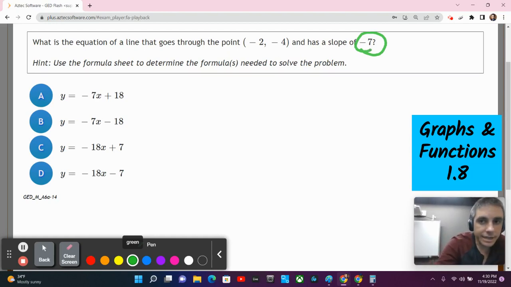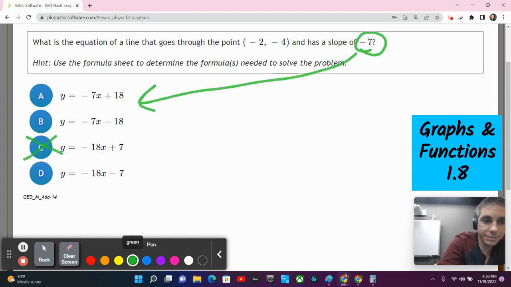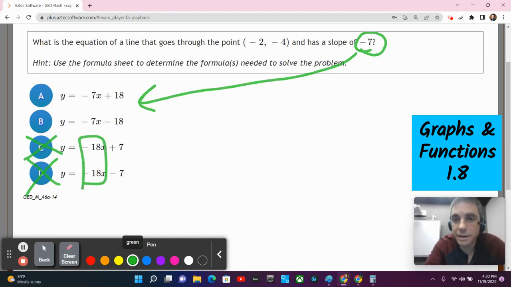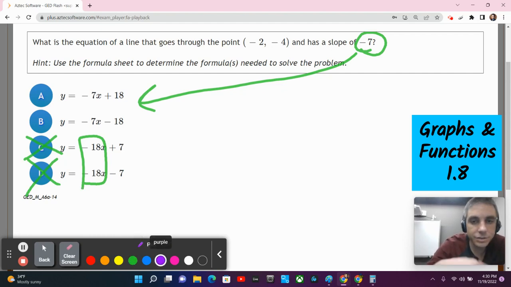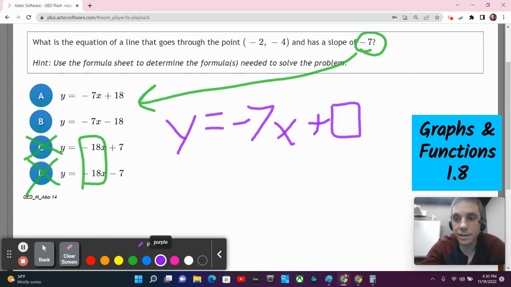And that also allows us to quickly rule out two of the answers. It can't be C or D because those are showing that the rate is -18. We know that the rate number has to be multiplied by x, so our answer has to be either A or B. So we can skip that step and go straight into the step of figuring out what that number is at the end, which would make the equation true.